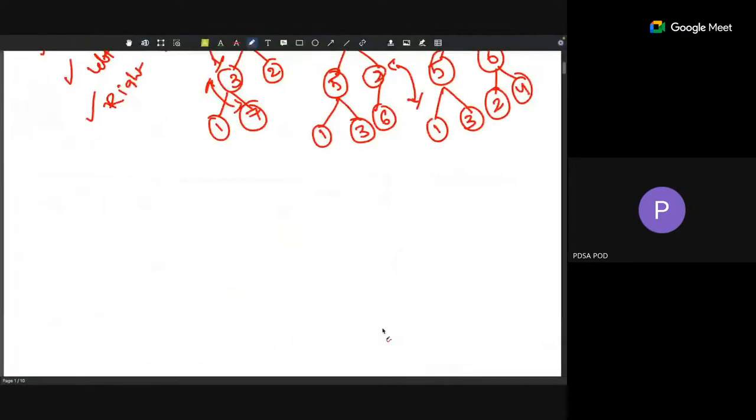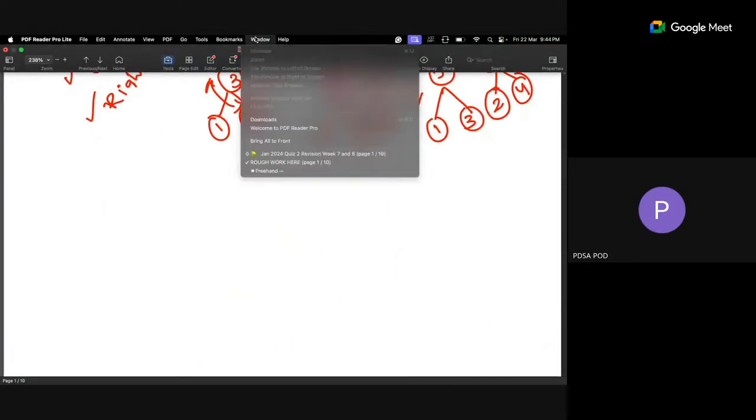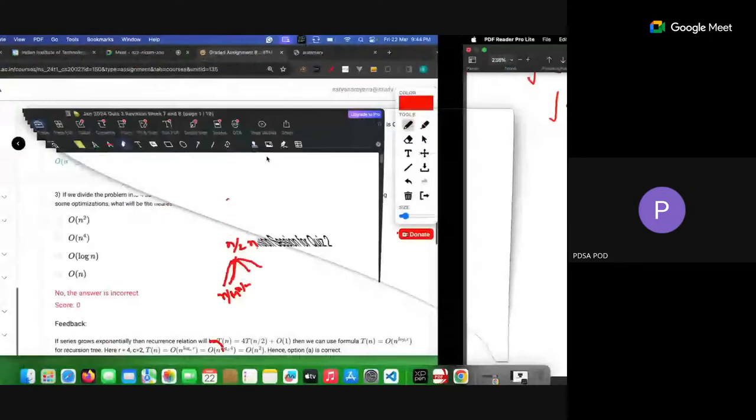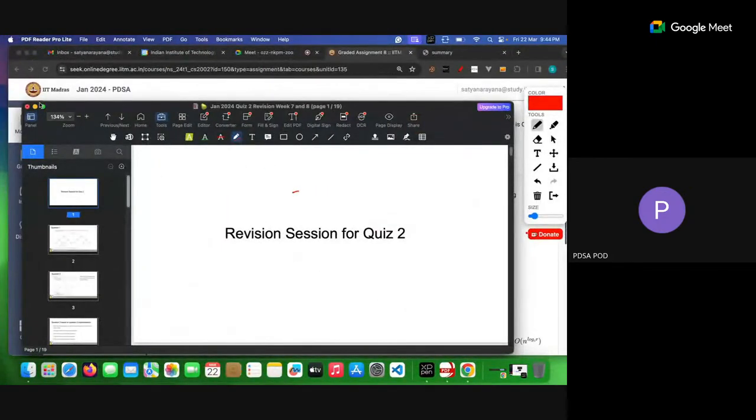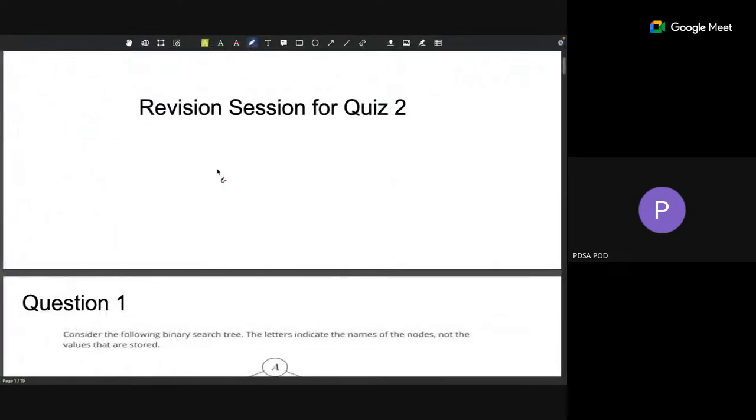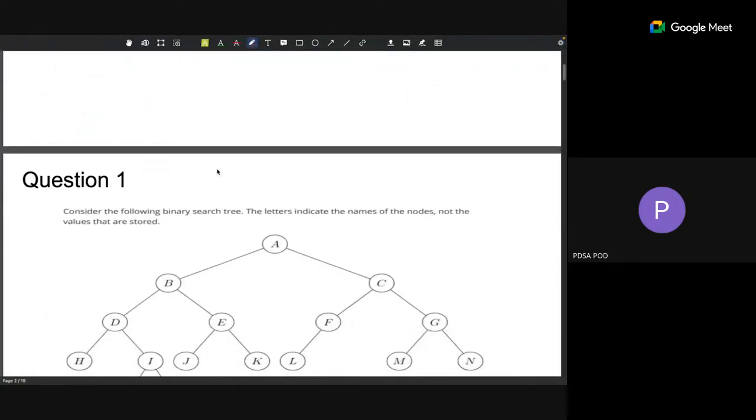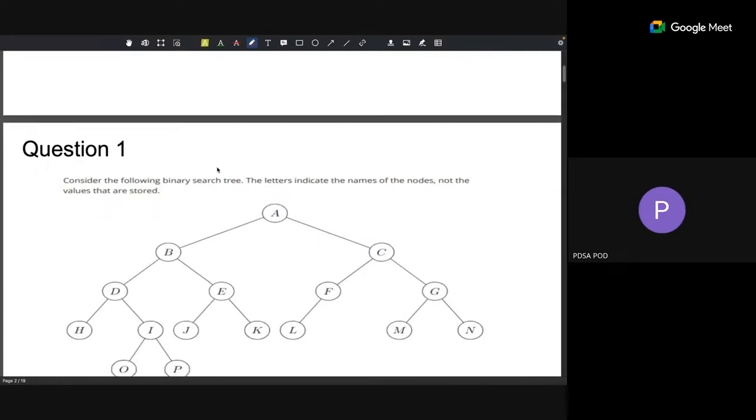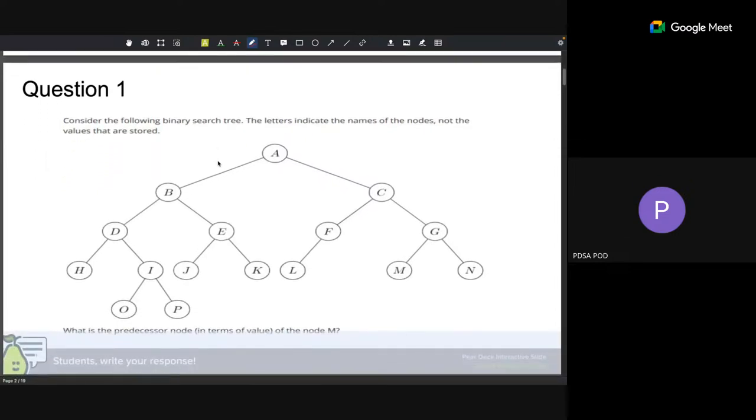Okay. So I have another set of questions, which are old questions. We try to go for it, because if you miss it, maybe you cannot recollect the concepts of weeks 7 and 8 again. This is one question, which is basically on the binary search tree. Of course, we can say it is a binary tree also.